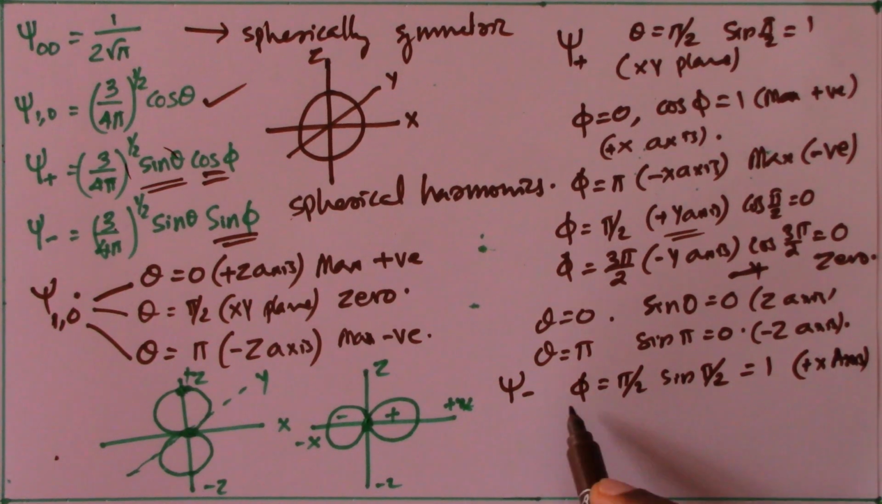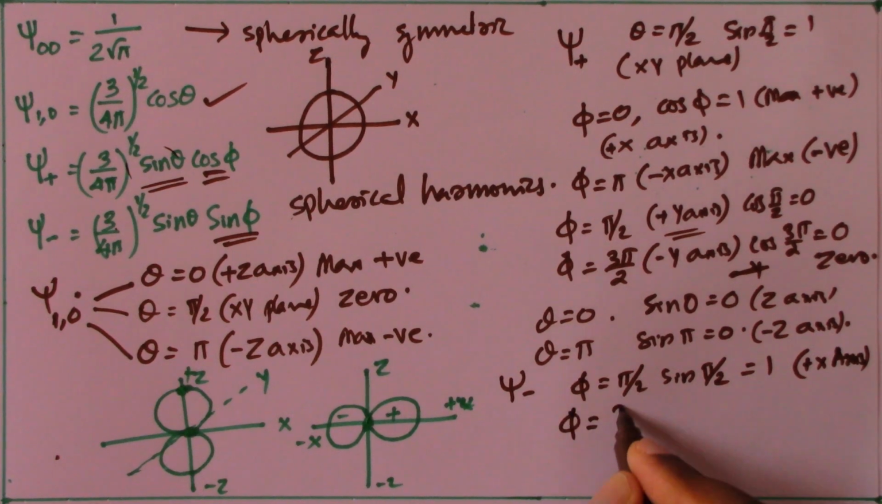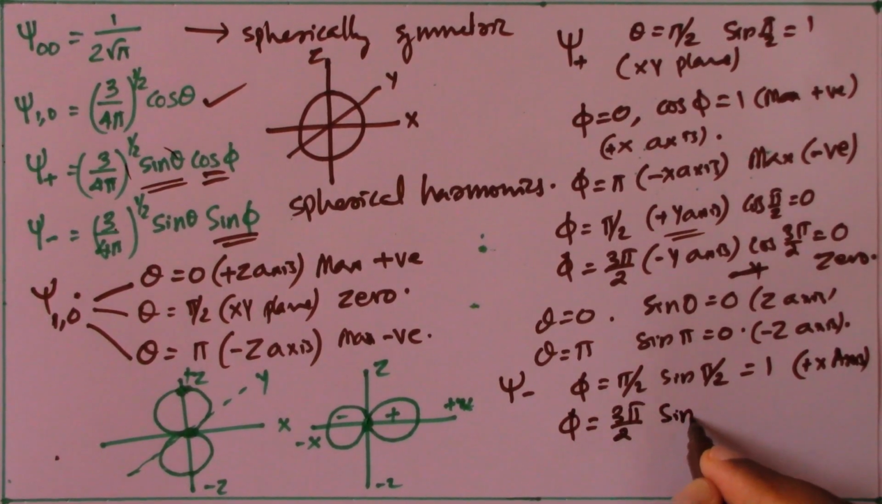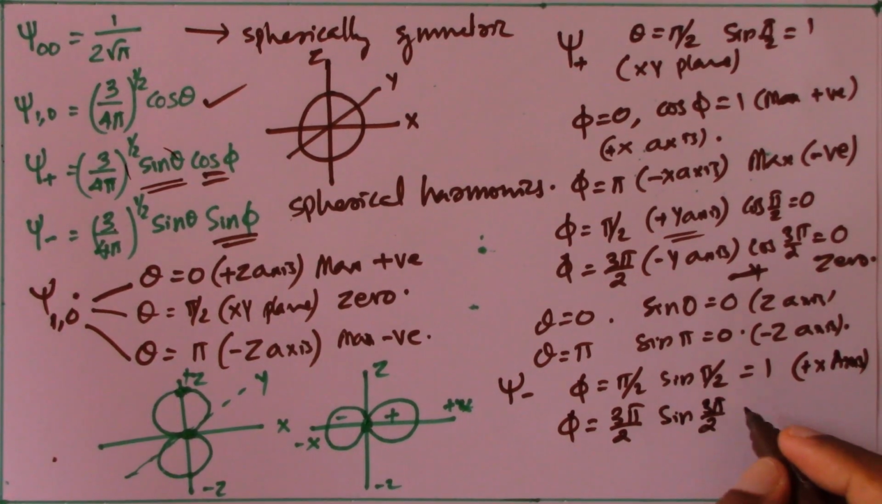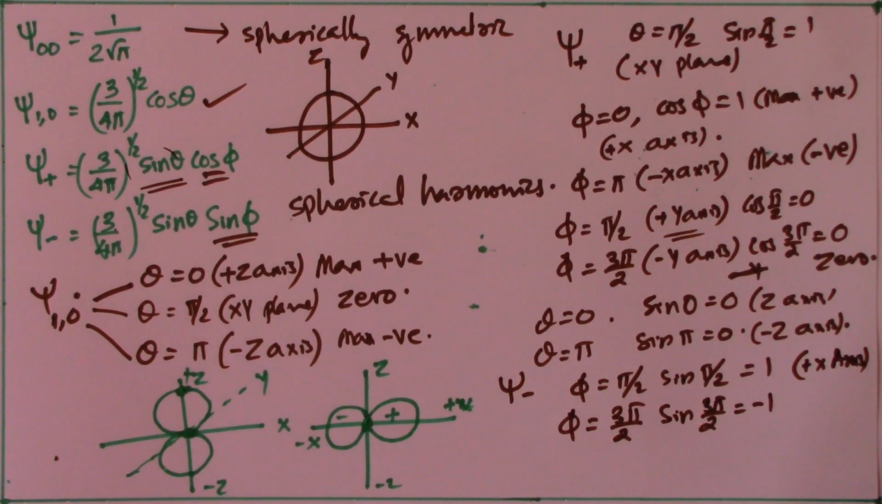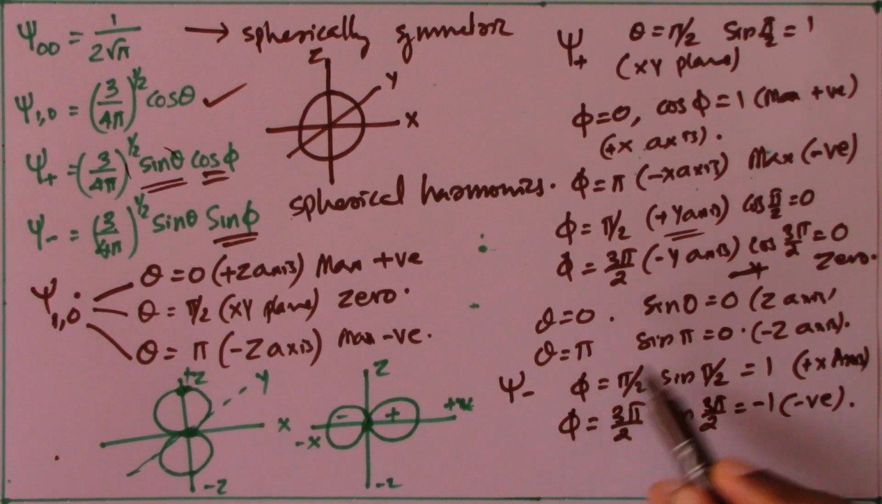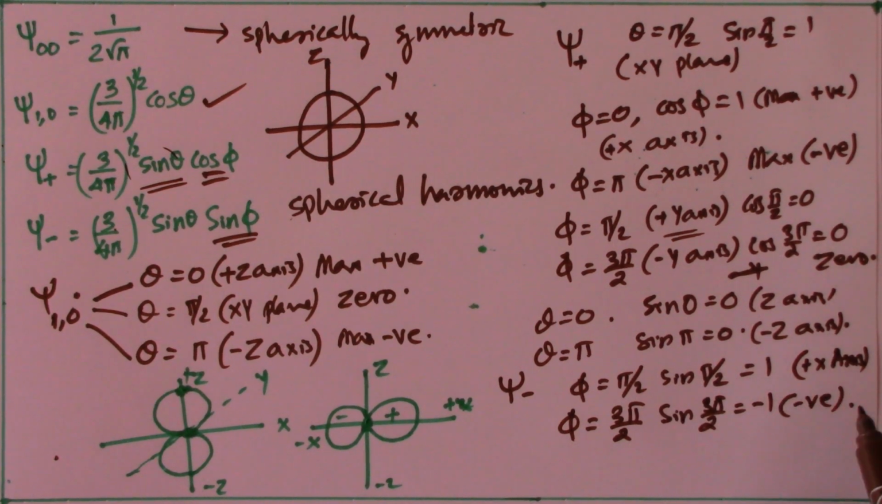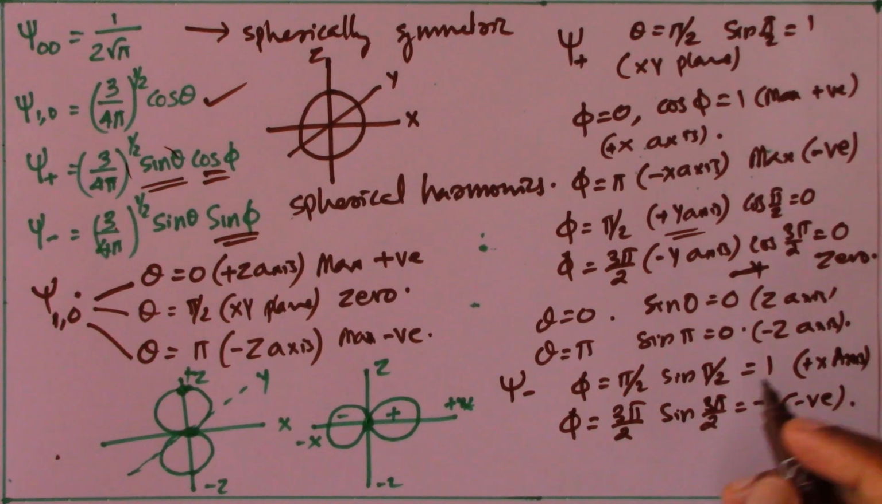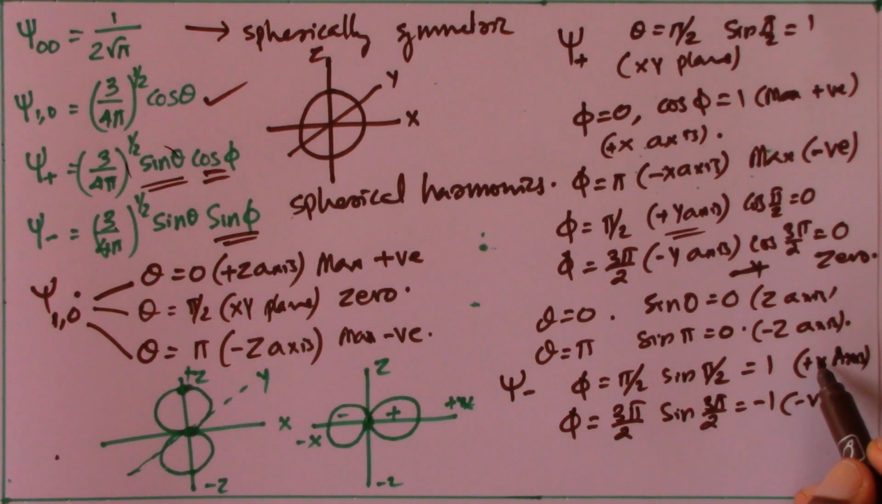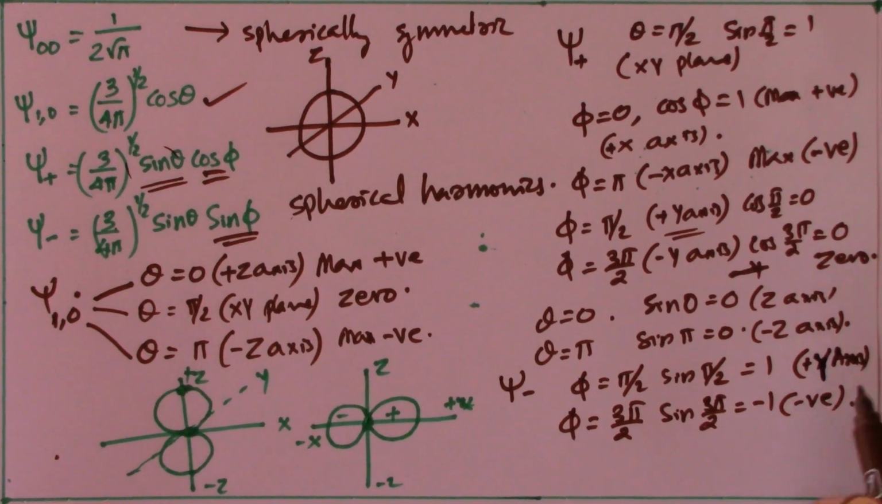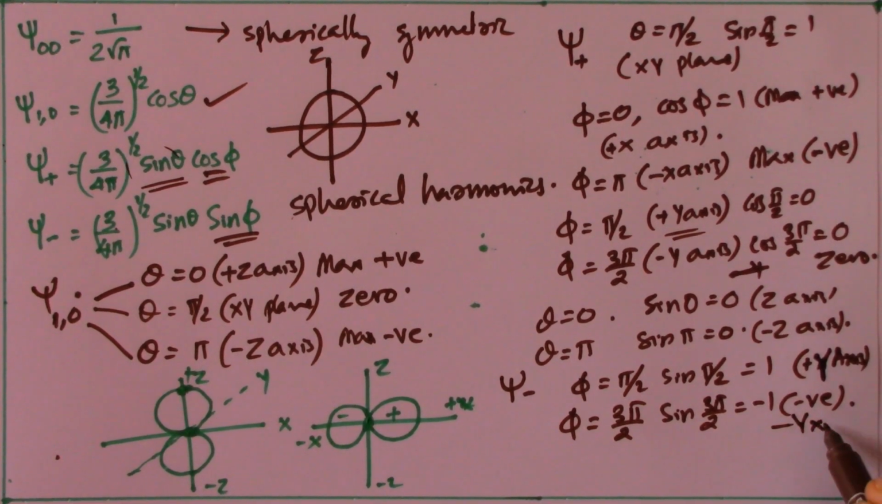And what about the next maximum negative value? That is when phi is equal to 3 pi by 2. Then sine 3 pi by 2 is equal to minus 1. So that is the maximum negative value. So this function psi minus has the maximum positive value and its maximum negative value along the y-axis. This is the y-axis. Oh, I wrote x-axis? No. Y-axis. That is the minus y-axis. Sorry.